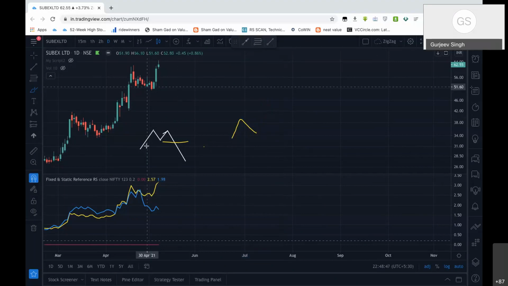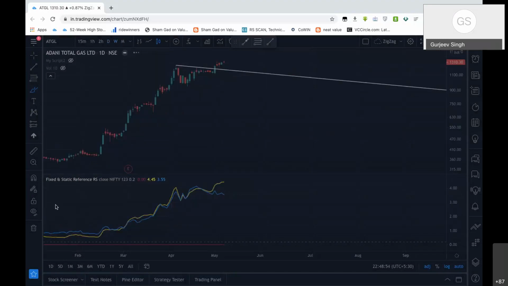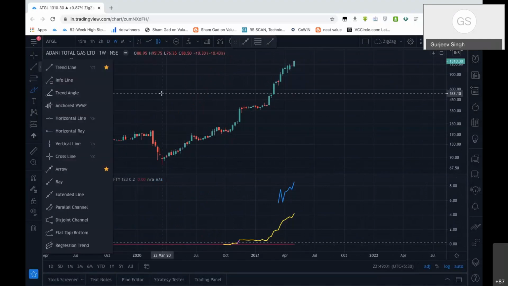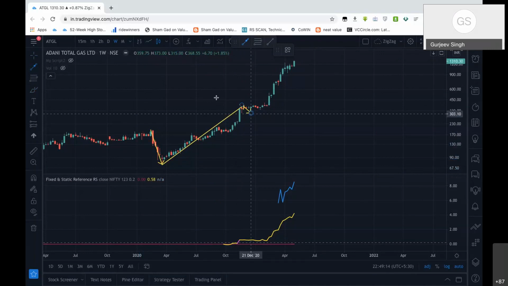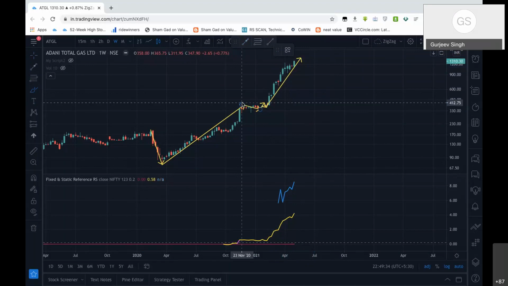एक लास्ट एग्जांपल और लेते हैं, ATGL. अगर मैं इसको वीकली पे लूं और यहां से स्टार्ट करूं, मैंने तो देखा हुआ है, मैं आपको बना देता हूं। ये इसका ट्रेंड है, मेरे को बाय हार्ट याद है। और मेरा ATGL का अगर आप हिस्ट्री मैसेज जाके देखते हैं, ATGL का कॉल was clear the break of this.